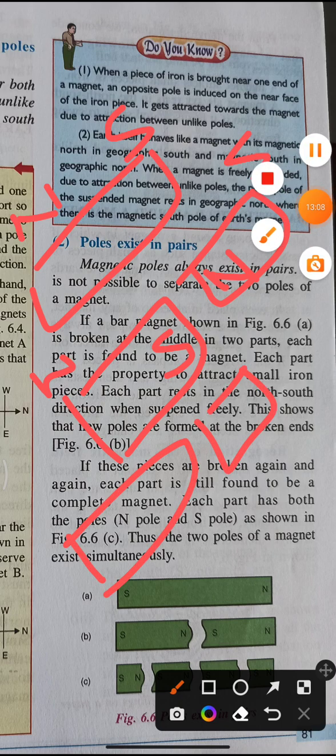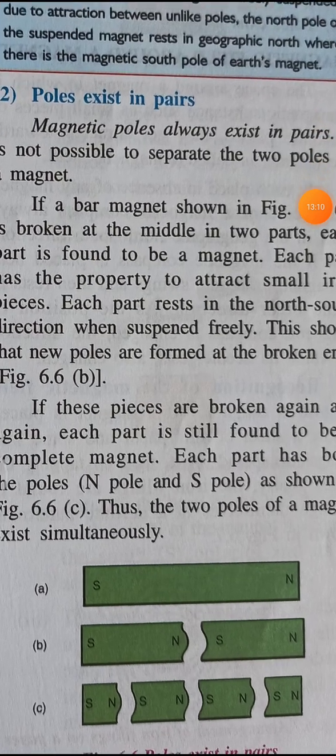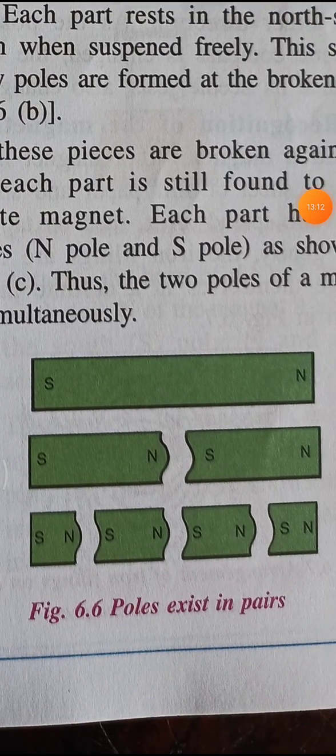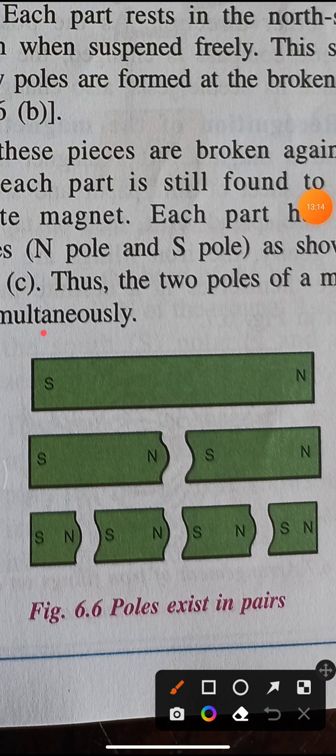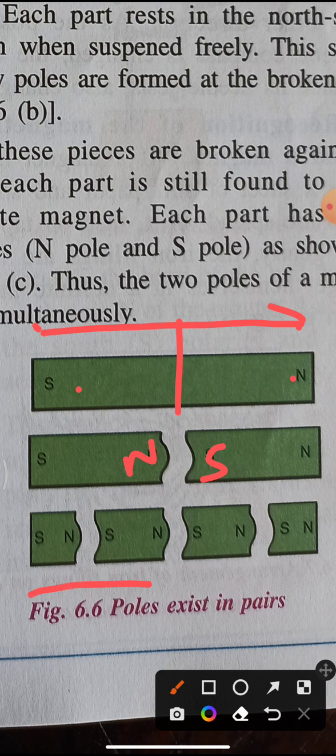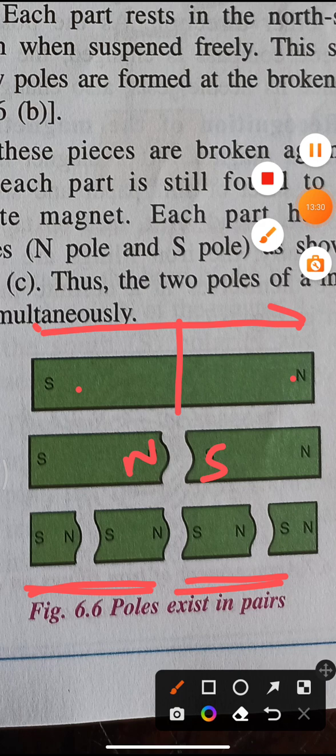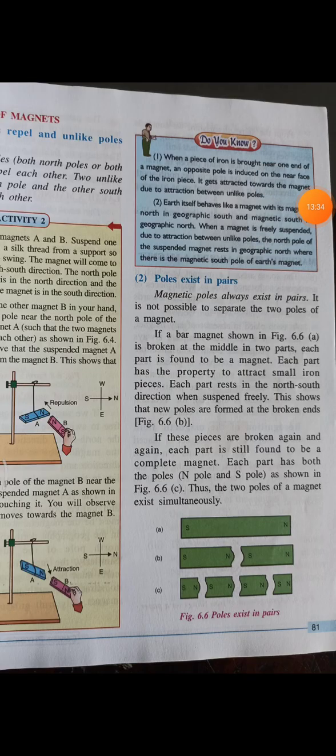This is also shown here in the picture. This was a bar magnet, this is the south pole, this is the north pole. When you break it in the middle, here a north pole is generated, here a south pole is generated. A similar process happens here and here also, and it will continue no matter how many parts you break it into. So this shows that poles always exist in pairs, meaning north and south poles exist simultaneously.